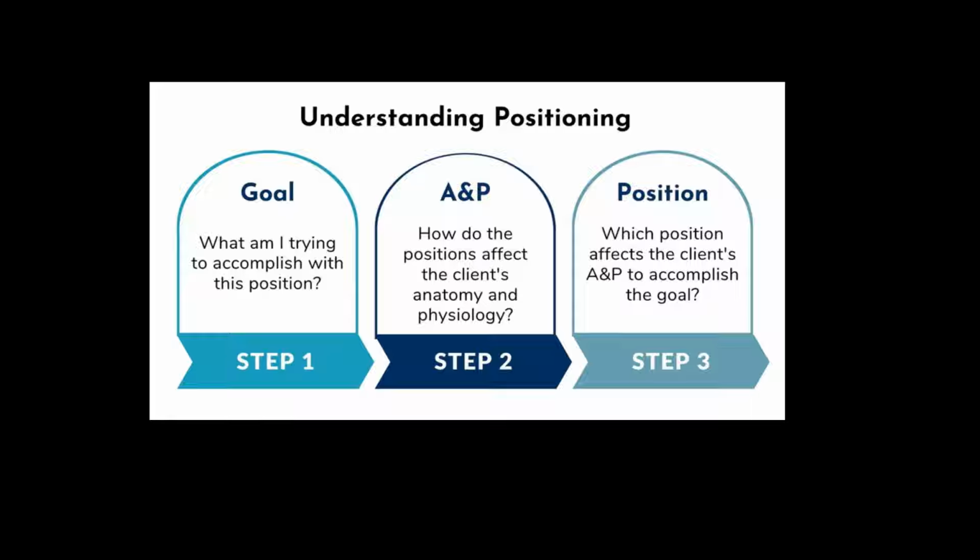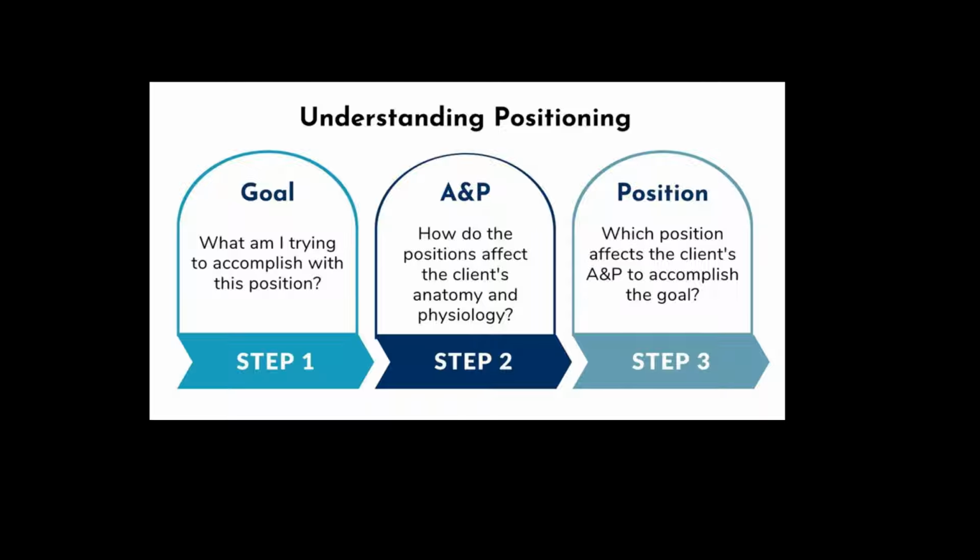Number two, how does this position affect the client's anatomy and physiology? If we know how this position affects the anatomy and physiology of the patient, the next question is, which position affects the client's anatomy and physiology to accomplish the goal? Remember, the first thing is the goal: what am I trying to accomplish with this position?